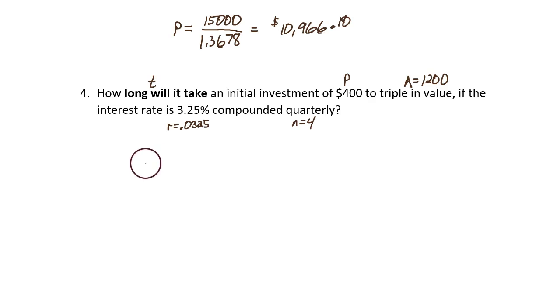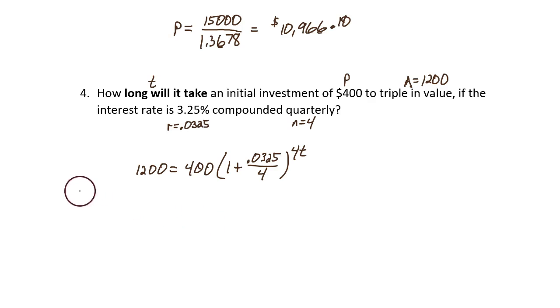Now let's make our substitutions. For the letter A, 1,200. For the letter P, 400. In parentheses, we have 1 plus now the R, so 0.0325, divided by the N, so 4. And for the exponent, 4 times T. Next up, let's divide the 400 away on both sides. We have 3 equals the 1 plus 0.0325 divided by 4 raised to the 4t power.